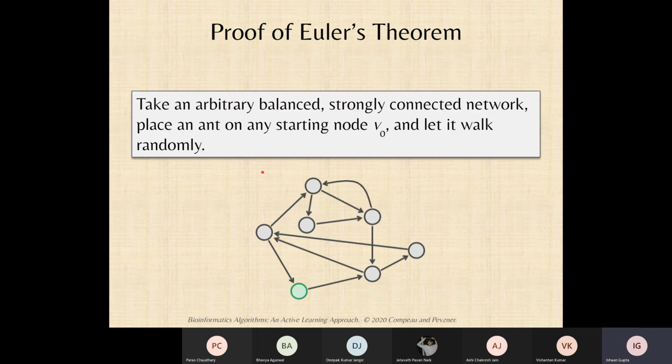Okay, so this is a proof that you have to actually do yourself, so you can start to just implement the idea. The proof that Euler came up with said, let us start from any node in the balanced graph. Let's place an ant on any of the nodes. You just randomly take a node. Now the ant is here and it starts to take a walk. And you walk until you reach the same node.